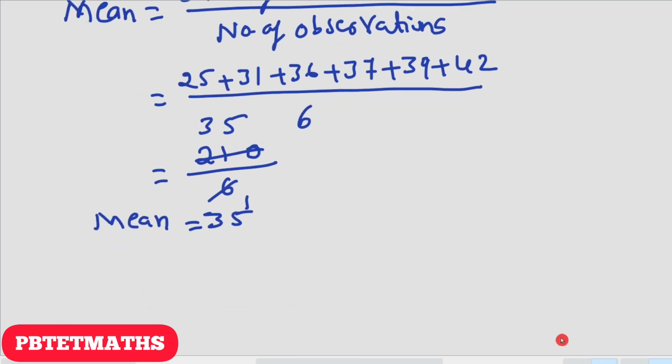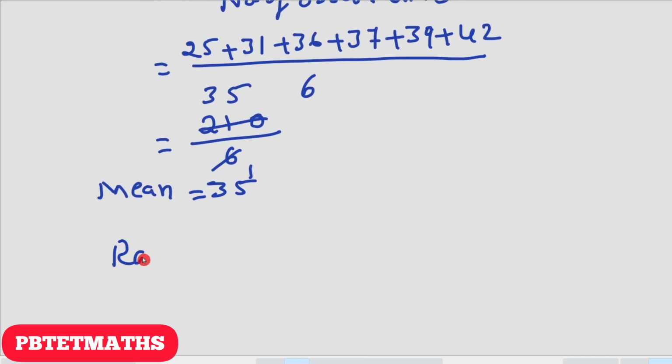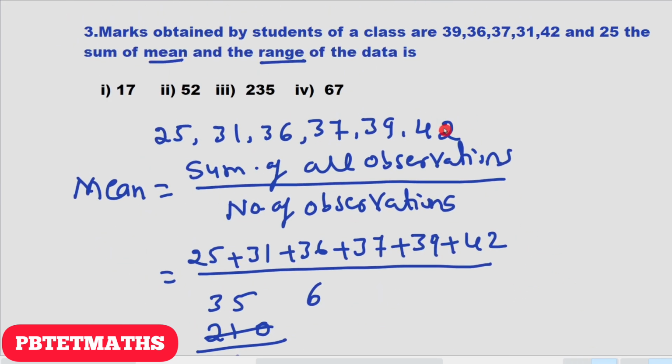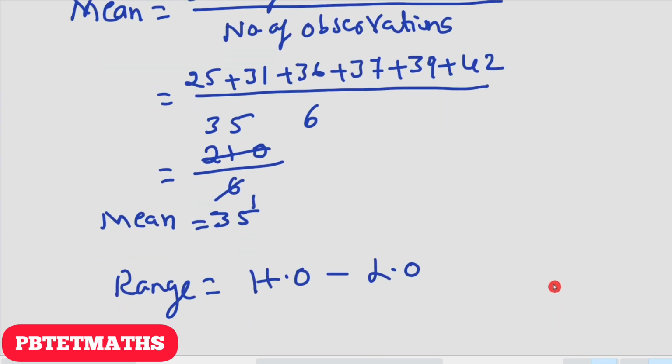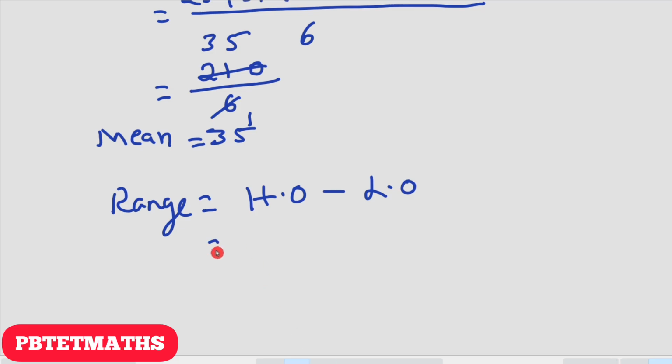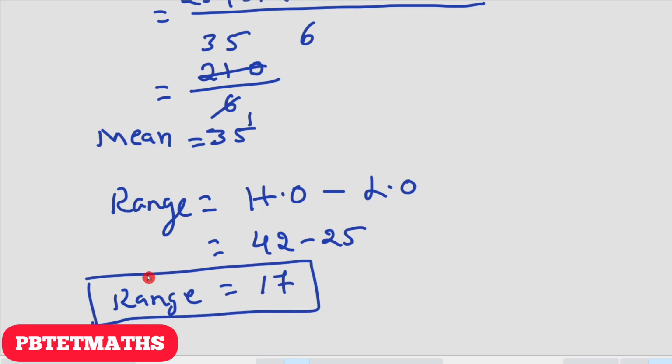Similarly, let's calculate the range of that data. Range is always equal to the highest observation minus the lowest observation. Here in this given data, the highest observation is 42 and the lowest observation is 25. Let's subtract that 25 from that 42. So we have 42 minus 25, which gives us 17. So the range of the data is 17.